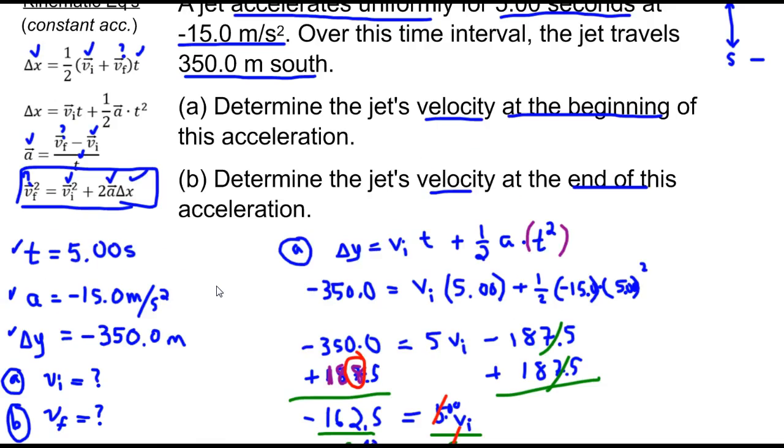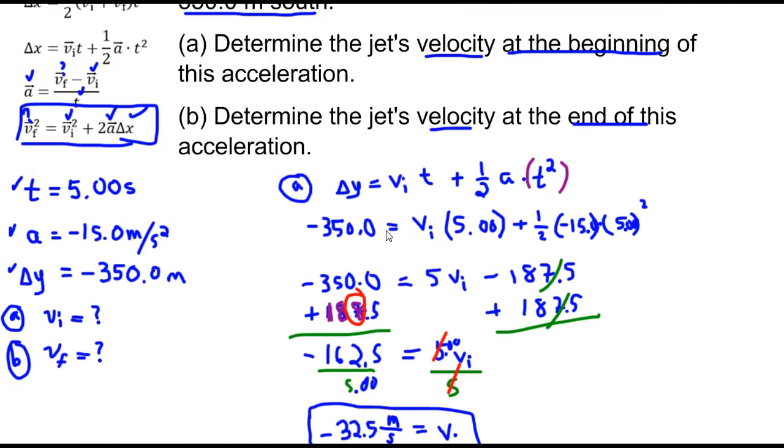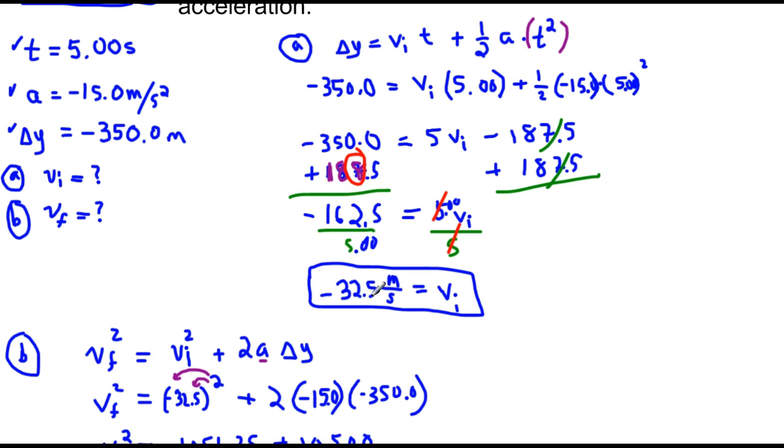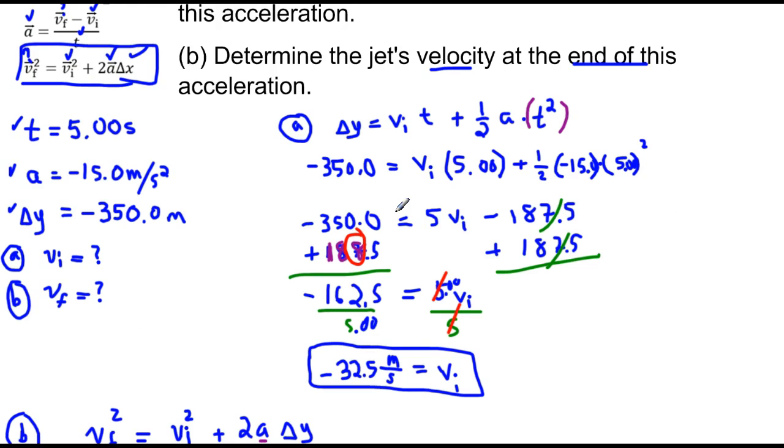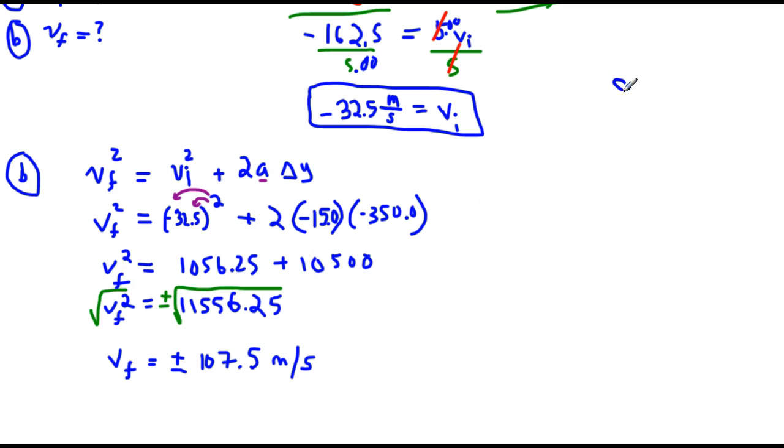Let me go back to the question. My answer to A is negative 32.5. So it was moving in the negative southward direction, and then it accelerated in the southward direction. That means it's still going south. It's like, here's my plane, and it's moving this way, and then it accelerates so that it's going south still, but just faster. So it still is going south, so let me just erase the positive. I'm going to choose the negative solution because that's what makes sense, right?